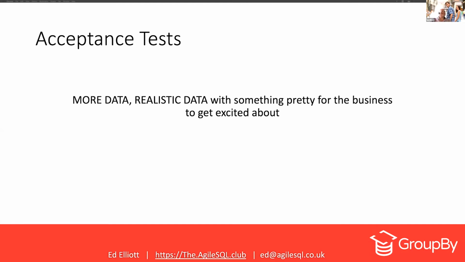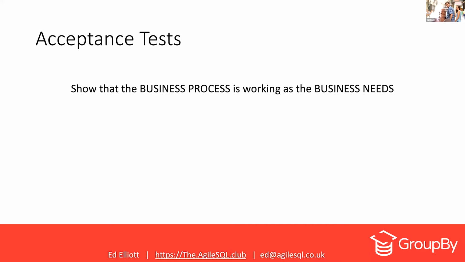Acceptance tests. So acceptance tests are more likely to have realistic data, something the business can get really excited about. Unit tests and integration tests are for developers. They show us how our code works. They're good for us. We like unit and integration tests.